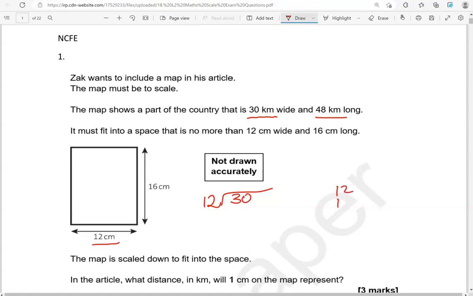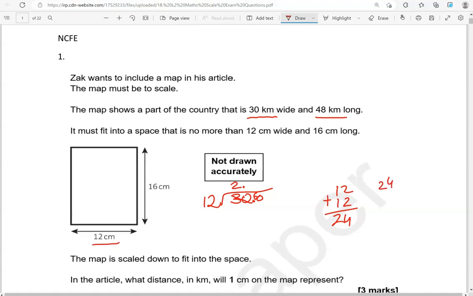12 and 12 gives us 24. 30 take away 24 gives us 6. So we have 6 remaining there. We can put a decimal point here and a decimal point in the answer. And now we can add a 0. So how many 12s into 60?